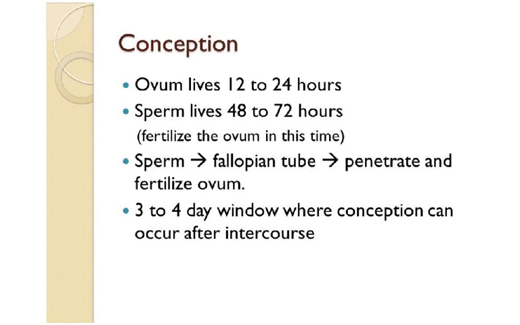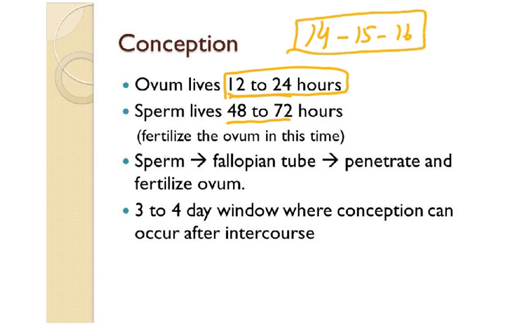Now, when can fertilization take place? Fertilization can only take place in a window of only 3 to 4 days. The ovum lives for 12 to 24 hours. The sperm lives for 48 to 72 hours. So if the ovum is released on day 14, then by day 15, 24 hours, and day 16, that is the only time that it can fertilize, because after that it dies. Before that, it has not been produced. So during this time, the fertilization must take place. The sperms will enter the fallopian tube, penetrate, and fertilize the ovum. So there is a 3 to 4 day window where conception, meaning fertilization, can occur after intercourse.